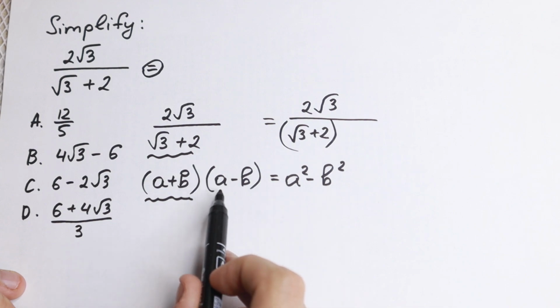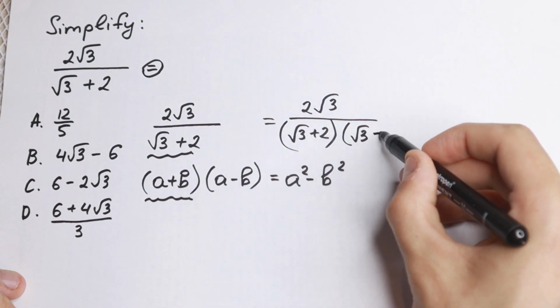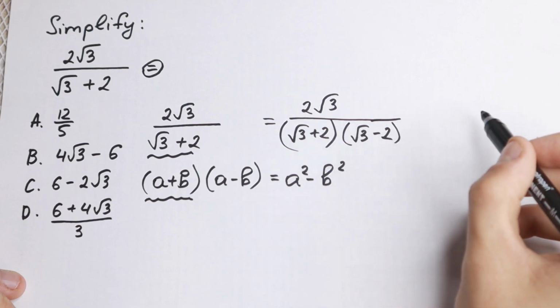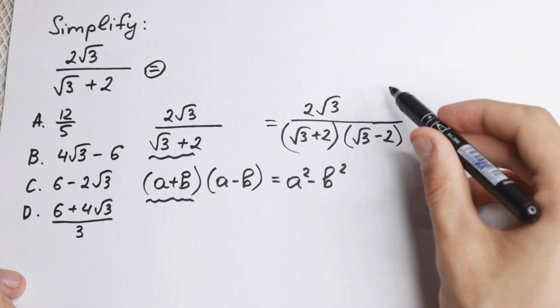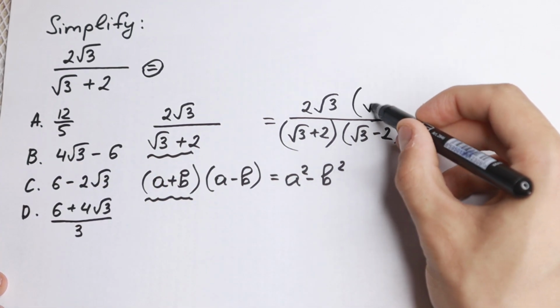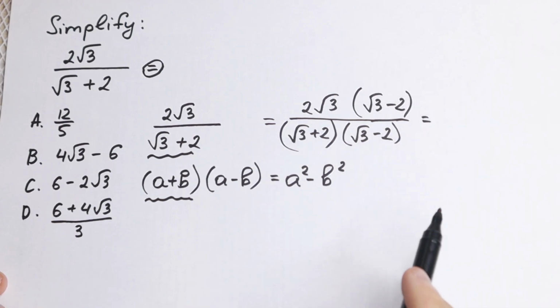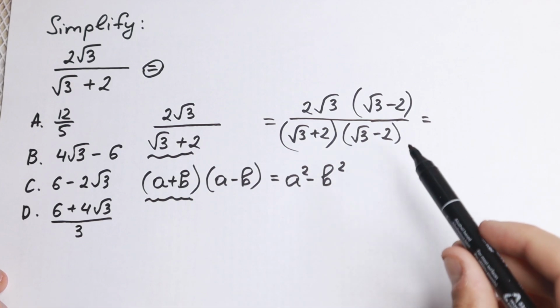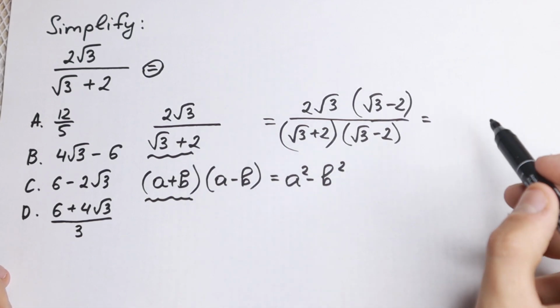But we multiply by the difference, but what difference? Square root of 3, not plus but minus 2. And we need, of course, to multiply the denominator by this one, because we need nothing to change, because then we can cancel and it will be the same. So we need to multiply our denominator by square root of 3 minus 2. So we are just multiplying by the conjugate both parts, numerator and denominator. So right here we can cancel it and nothing changes.